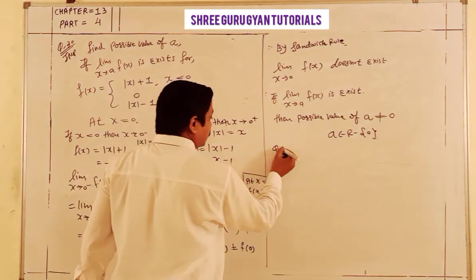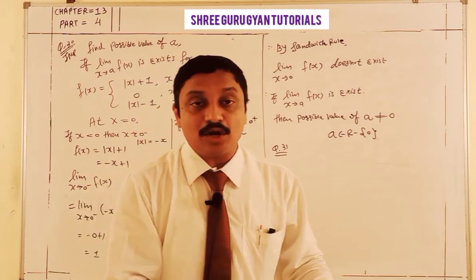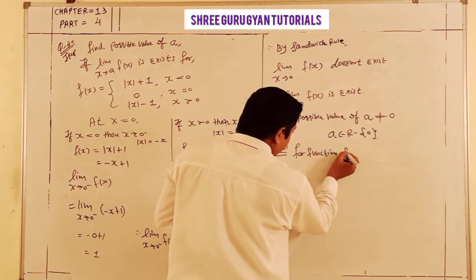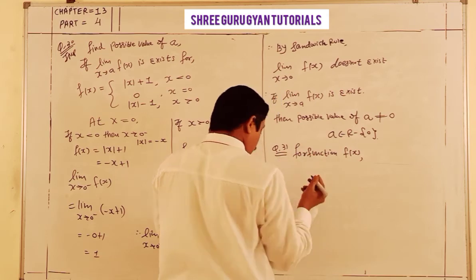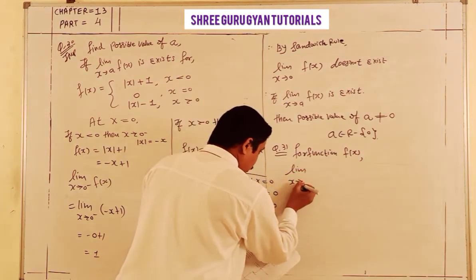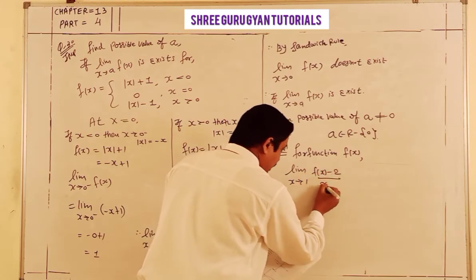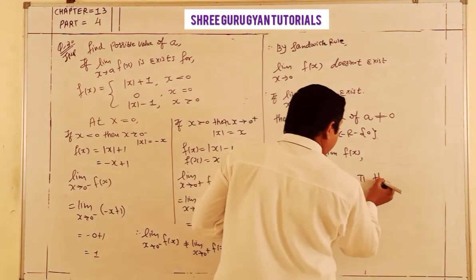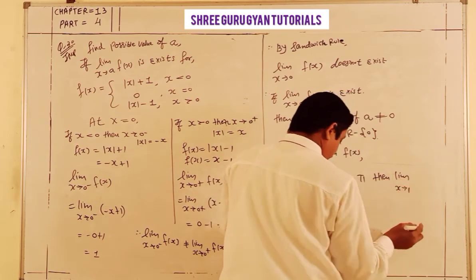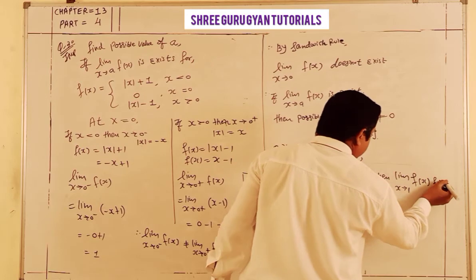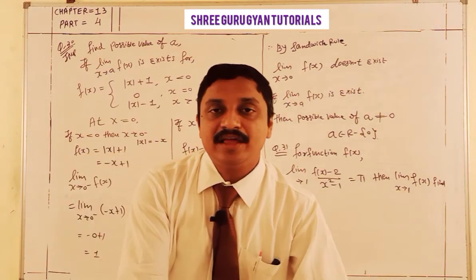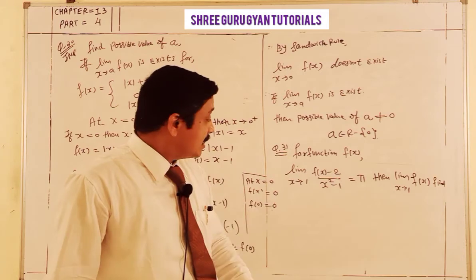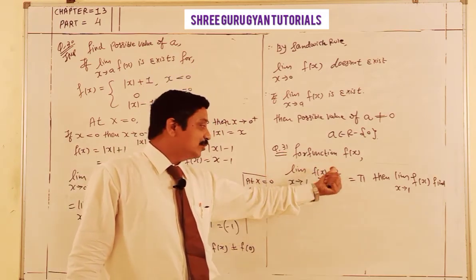Now continue with question 31. Question 31 is also one of the logical sums, students. For a function f(x), the limit as x tends to 1 of (f(x) minus 2) by (x square minus 1) is equal to pi. Then find the limit as x tends to 1 of f(x). Students, whenever the limit exists and pi is given, then x minus 1 is a factor of the numerator and denominator.